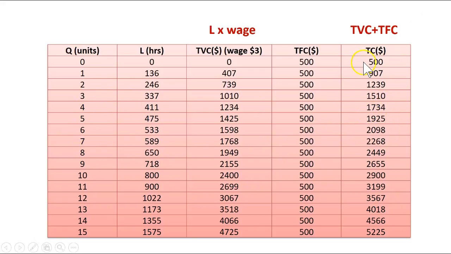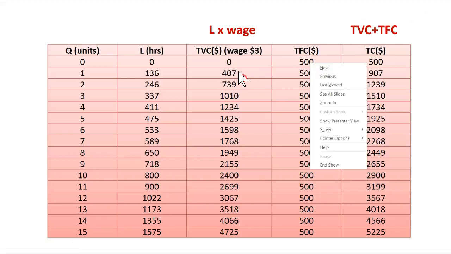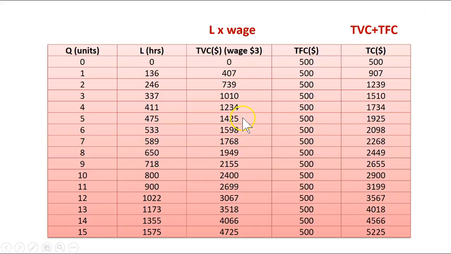So we can see at each level of output, total costs is rising. And the reason why it's rising is not because of the fixed costs, they're fixed. It's rising because the total variable costs are rising. And what we'll see, if we look at it on a graph, we can see it much more clearly, that the total variable costs after the 7th unit of output will be rising at a faster and faster rate. And therefore, the total costs will be rising at a faster and faster rate as well. So let's look at the graph and we'll be able to see that clearly.